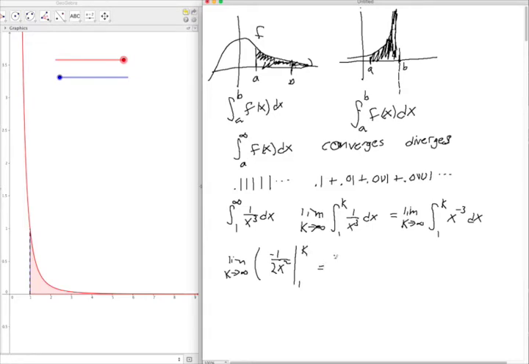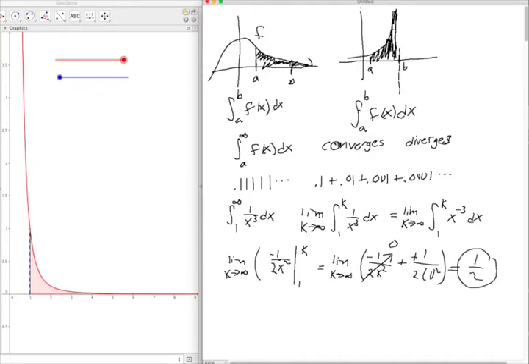So this becomes the limit as k goes to infinity of negative 1 over 2k squared minus negative 1 over 2 times 1 squared. And obviously this becomes a plus, and I think it doesn't require too much of an argument to say that this is going to 0 as k goes to infinity, so that's out, that goes to 0. And what I'm left with is just 1 over 2.